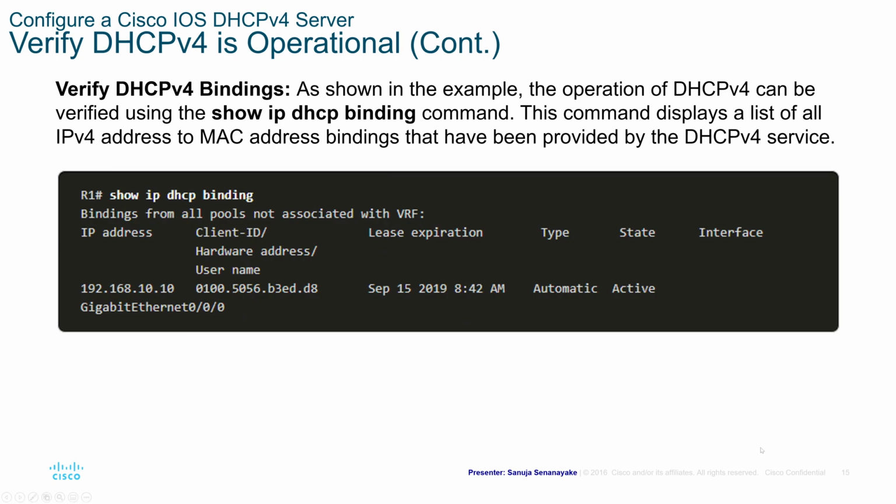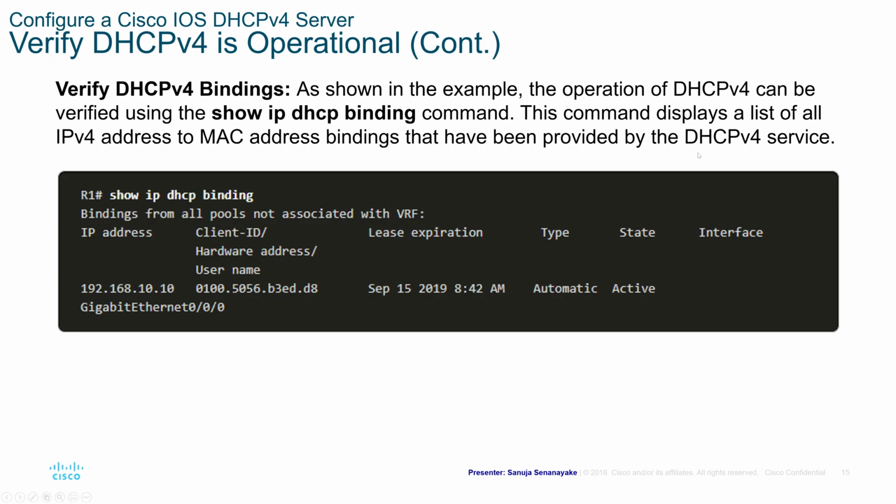So you can verify the DHCP version 4 bindings. Bindings basically mean, what are the IP addresses that we're going to be using, and the binding information, like the type and associated information. As shown in this example, the operation of DHCPv4 can be verified using the show ip dhcp binding command. This command displays a list of all IPv4 to MAC address bindings that have been provided by the DHCPv4 service.